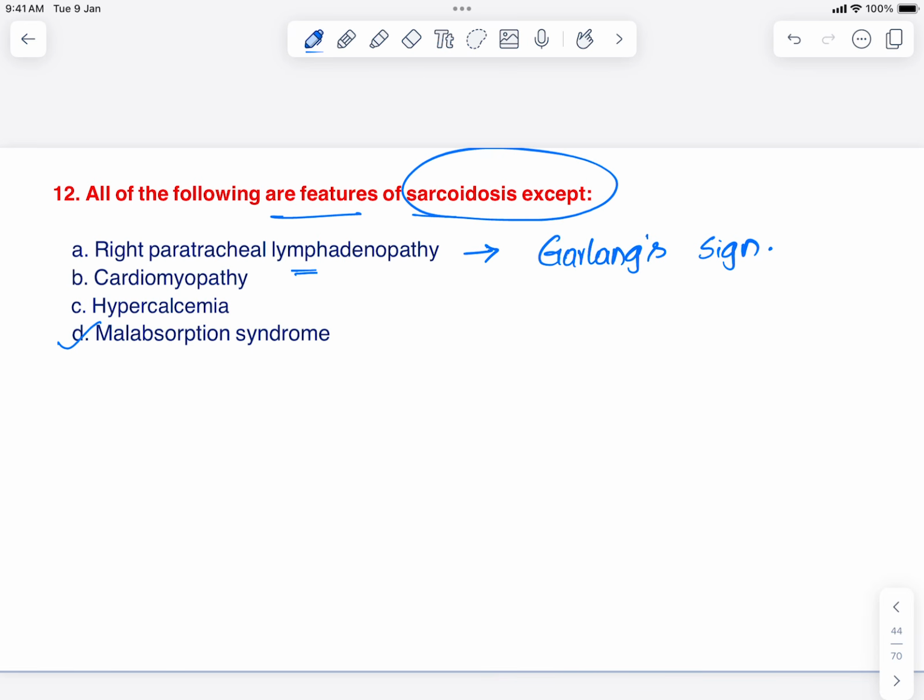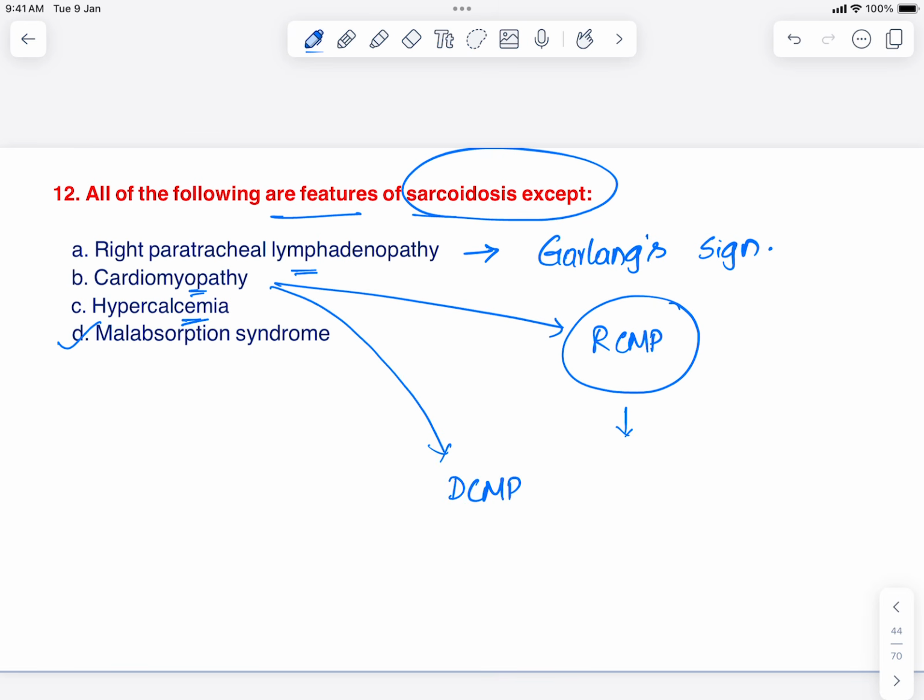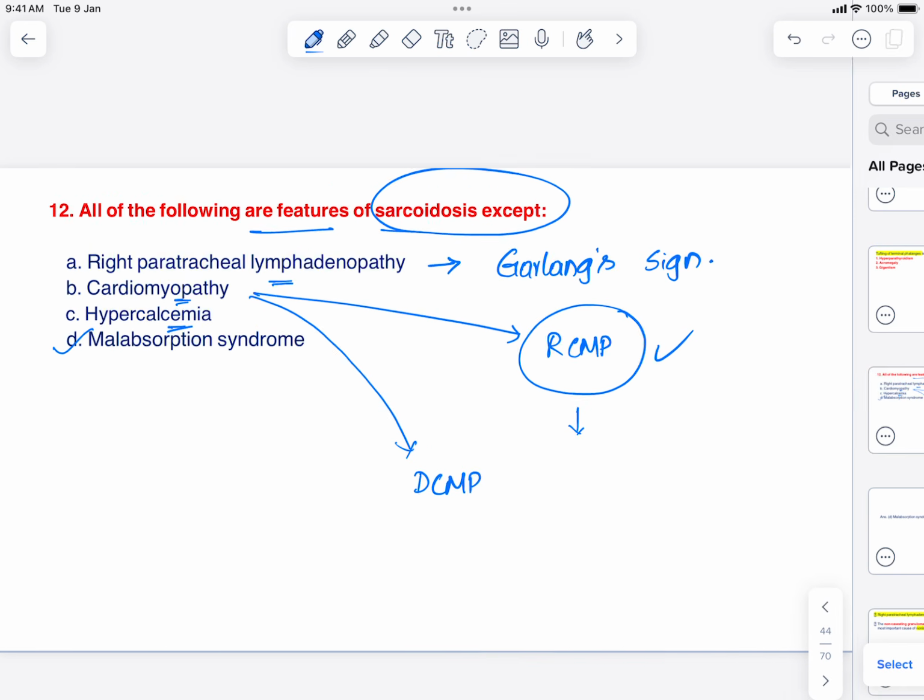All right. And cardiomyopathy, yes, there can be development of the restrictive cardiomyopathy. And hypercalcemia, that is because of the vitamin D production by the non-caseating granuloma, right? And not only this restrictive cardiomyopathy, sarcoidosis can also cause the dilated cardiomyopathy, but predominantly it is your restrictive cardiomyopathy, right? Next question.